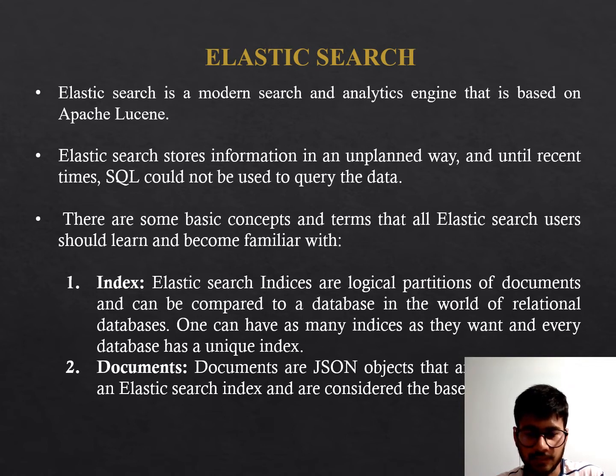First is index. Elasticsearch indices are logical partitions of documents and can be compared to a database in the world of relational databases. One can have as many indices as they want, and every database has a unique index. Second, documents. Documents are JSON objects that are stored within an Elasticsearch index and are considered the base unit of storage.